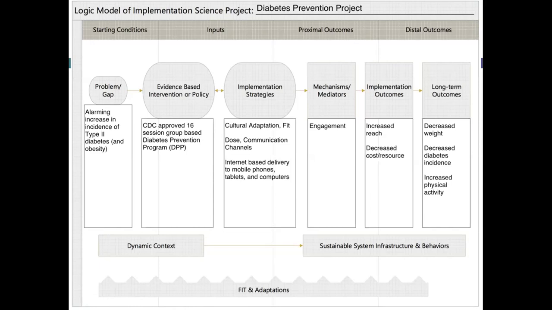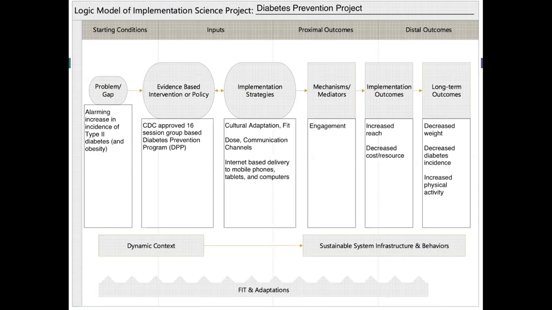And the implementation strategies, we usually have obviously multiple types of strategies, include cultural adaptation and fit, dose communication channels, and then an internet-based delivery to mobile phones, tablets, and computers. So here you would be identifying various types of strategies that you are intending to include. Then you might fit those different strategies with various types of mechanisms and mediators.